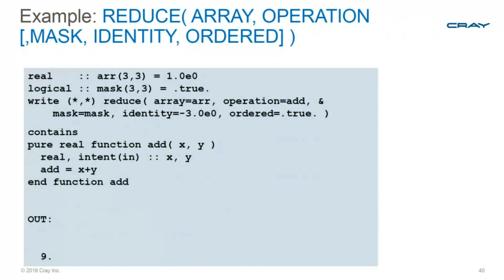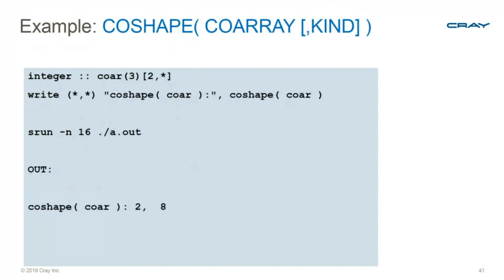Okay, so I mentioned the reduce. Here, reduce is a function that takes an array argument with a mask. You can define an identity operation, and the argument here, the operation equals add, that's actually a function, not a subroutine. It's a function that takes 2 arguments and returns the combination. So in this case, it's adding them together. So that's a new feature.